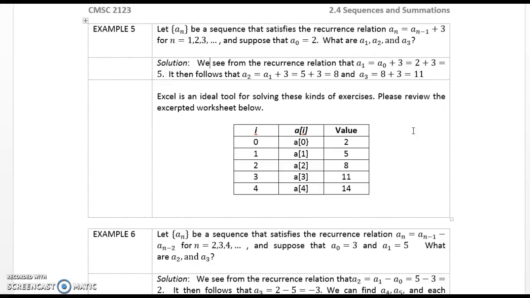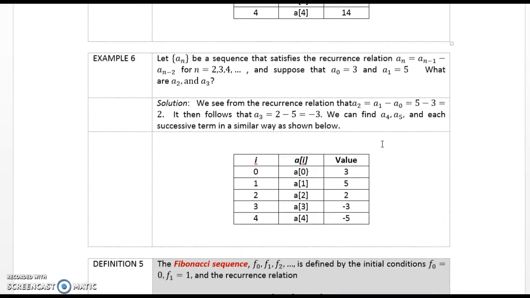I may remark here that Excel is an ideal tool for solving these kinds of exercises. I've excerpted a worksheet below. I put I, the integer values, for A sub n, and then A subscript I is how we do it in computer programming, enclosing our subscript in square brackets. And then I'm able to find various values just by computing the first one, or computing the second one based on the first one, and then just moving my cursor over the value column to compute the remaining values.